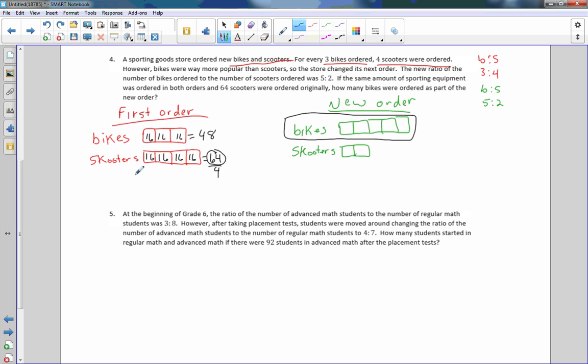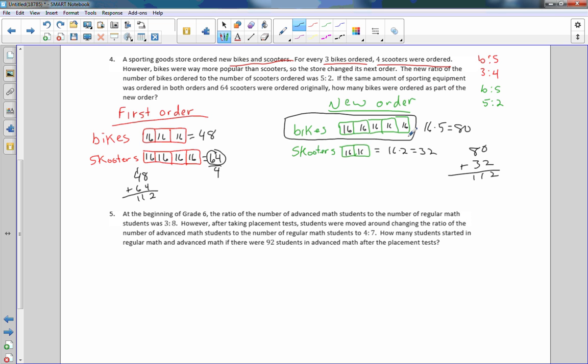And that is a total of 112 items, bikes and scooters. Okay? Now this is also 16, 16, 16, 16, 16, 16, 16. Well, this is 16 times 2, which is 32, and this is 16 times 5, which is 80. And 80 plus 32 equals 112. So our totals are the same, like it said it should be.